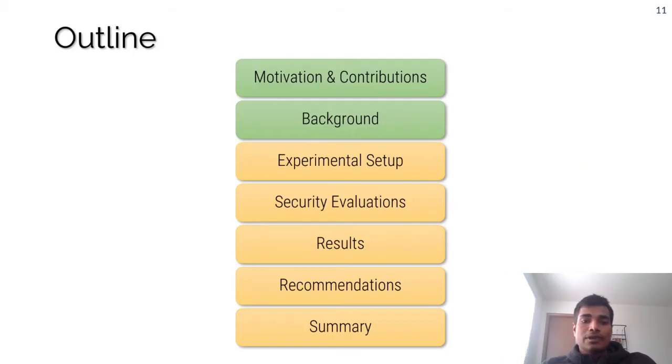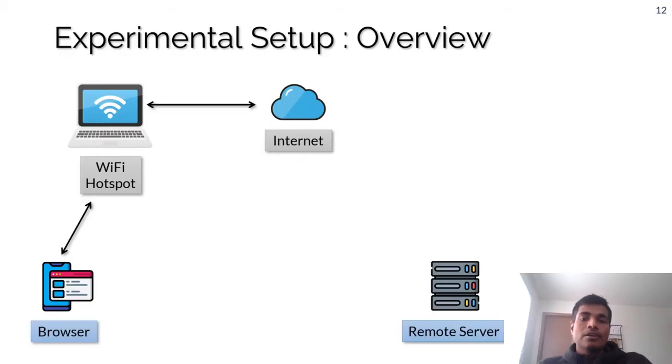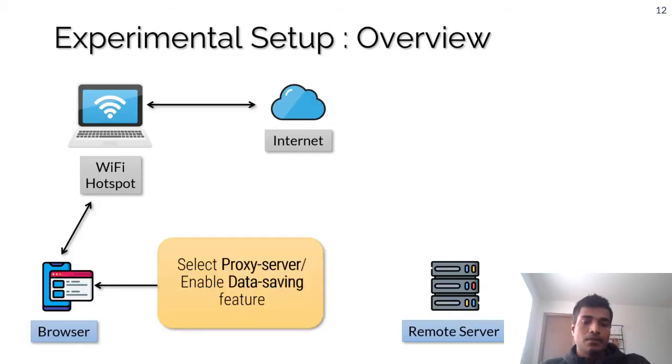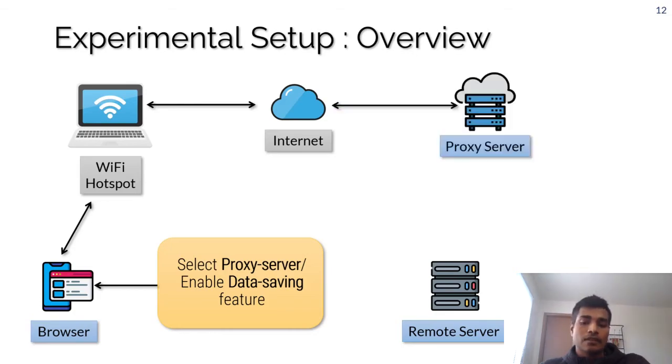Now let's focus on the experiments and security evaluations. Our experimental setup consists of three major components: an Android device, an Apache web server, and a laptop with a Wi-Fi hotspot. When a browser does not select a proxy server automatically or doesn't have its data saving feature enabled by default, we manually select the proxy server or enable the data saving feature from the settings. Now when we visit our Apache web server from this browser, all subsequent traffic passes through the browser's proxy server.